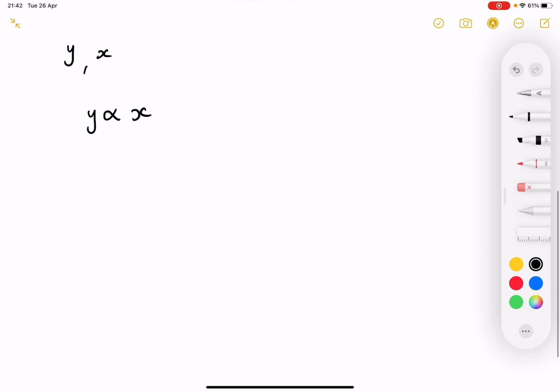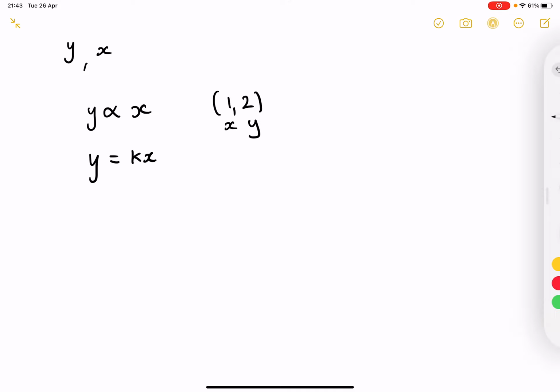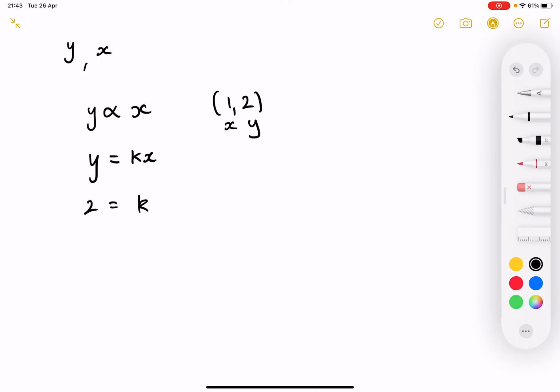To figure this out, what we have to do is change this sign to an equal sign and add a constant here. And this constant we can figure out depending on what coordinates we're given as to how steep it is. For example, let's say we're given the coordinate of 1, 2 as part of this equation. It means that x is 1, y is 2. So we sub those in, we end up with 2 is equal to k times 1. 1 times k is just k. So we get that 2 is equal to k. So the final equation is going to be y is 2x.